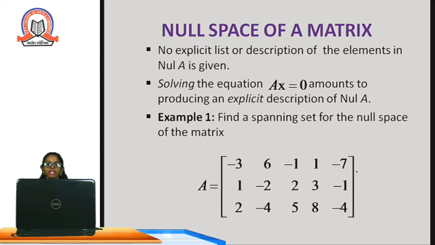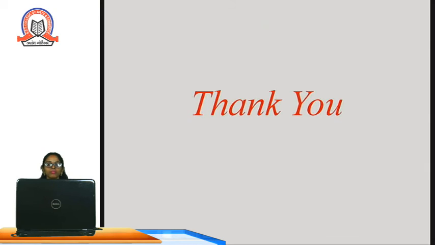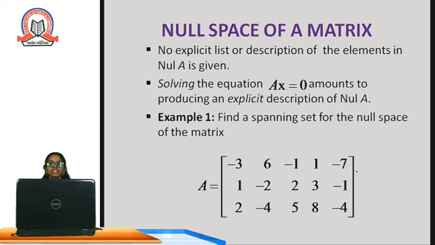For example, find a spanning set for the null space of the matrix A. This is a 3 cross 5 matrix, means 3 rows and 5 columns are there. In this matrix, the first row is -3, 1 and 2, the next row is 6, -2 and 4, up to -7, -1 and -4. This matrix's spanning set is also called the null space of a matrix.